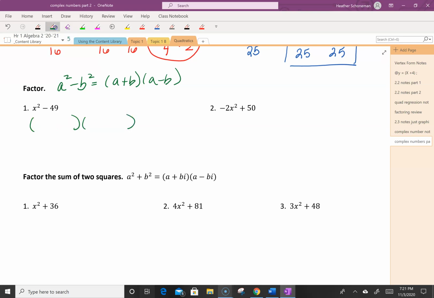Square, I can't write what I'm thinking. The square root of x squared is x. Square root of 49 is 7. One's plus, one's minus. We're done.